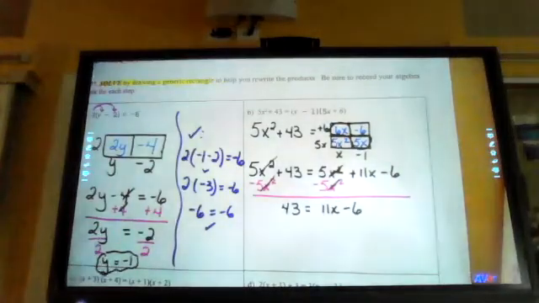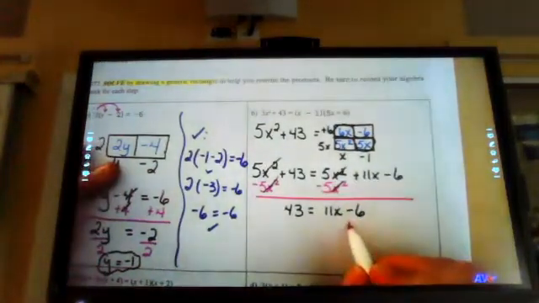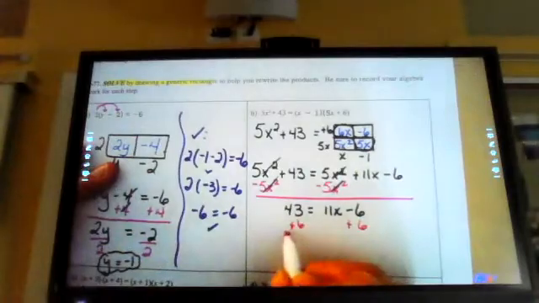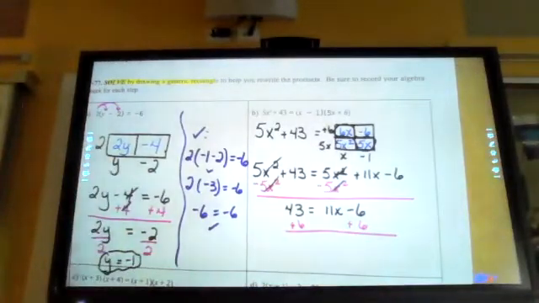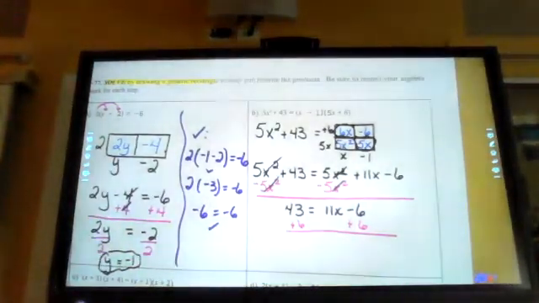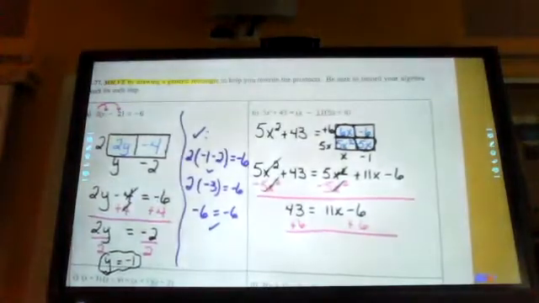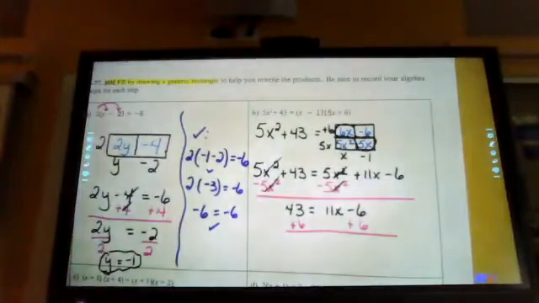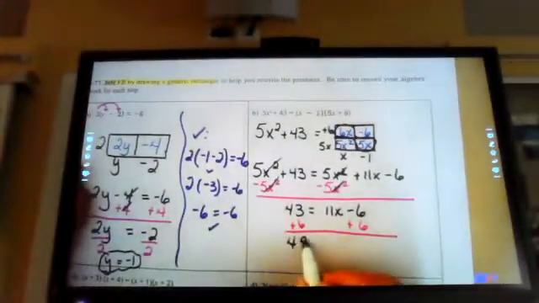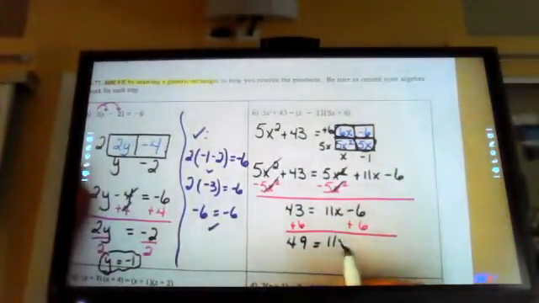Okay, so let's add 6 to each side. Remember, my goal is to get all of my x's by themselves. Okay, so 43 plus 6 gives me 49 equals 11x.